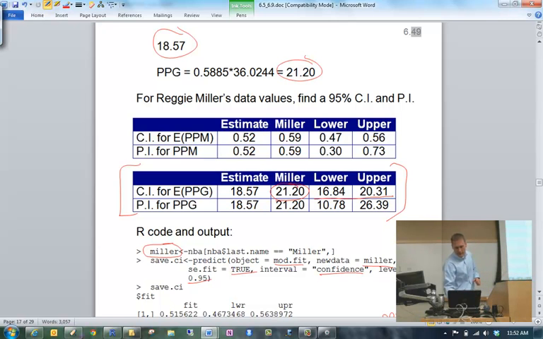But notice here that for Reggie Miller, his points per game is within the prediction interval. Again, what the prediction interval means for any player with these predictor variable values, we would expect them to be between here and here with 95% confidence. And indeed, he is.